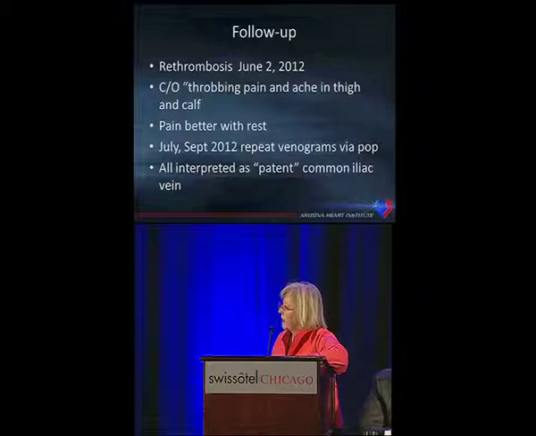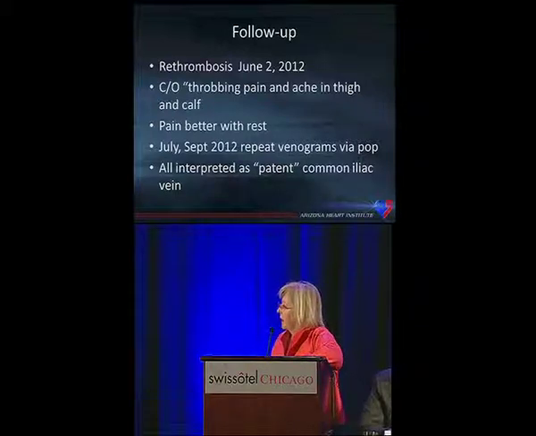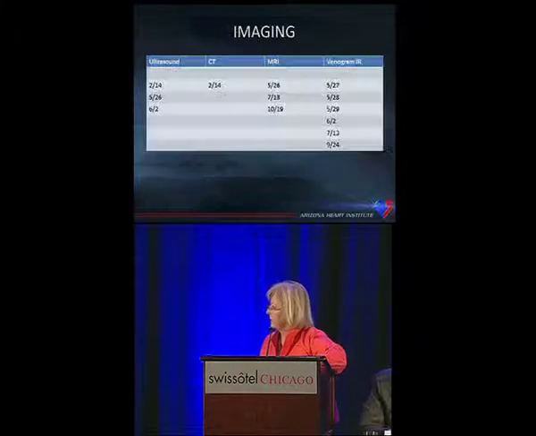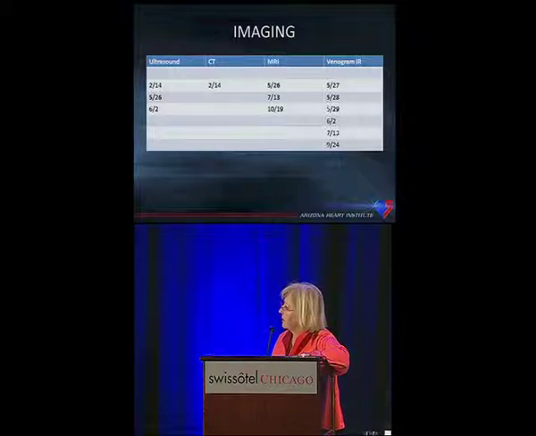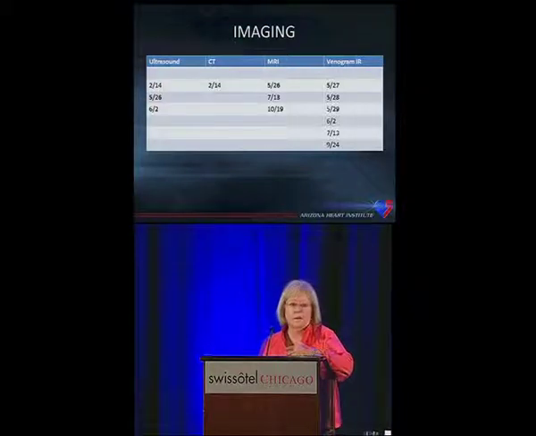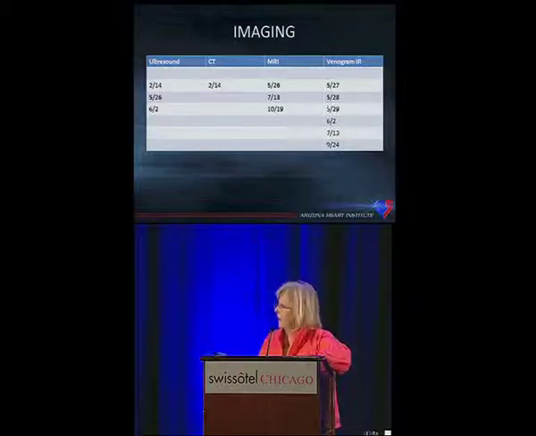So in July and September of 2012, she had repeated venograms to check for a problem, and all of these were interpreted as patent common iliac vein. She underwent ultrasounds on these dates, a CT scan, an MRI on these dates, and a venogram on all these dates. So in the course of 6 months, this woman had multiple studies to try to determine the reason why her leg just kept bothering her.